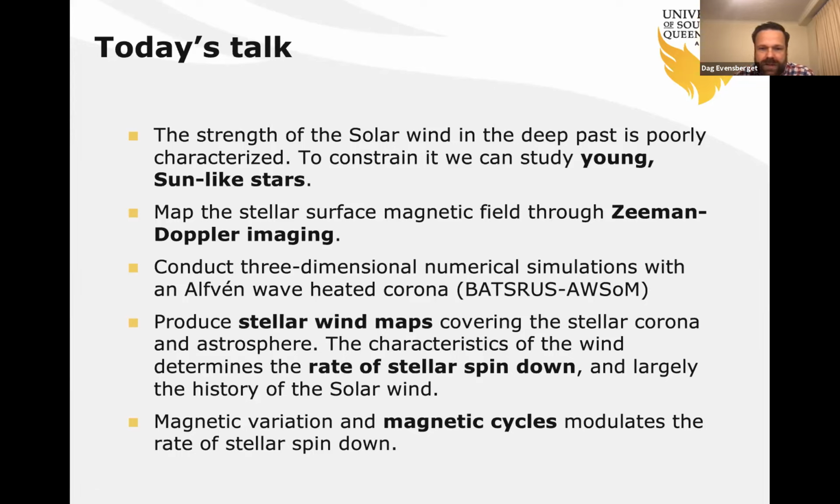Once we have the simulation results, we can create all kinds of maps. So we produce maps that cover the stellar corona and the inner astrosphere. And from the maps, we can calculate the stellar angular momentum loss, which determines the rate of stellar spin down. So the spin down is largely determined by the rotation itself, but it's also modulated by magnetic variations and magnetic cycles.